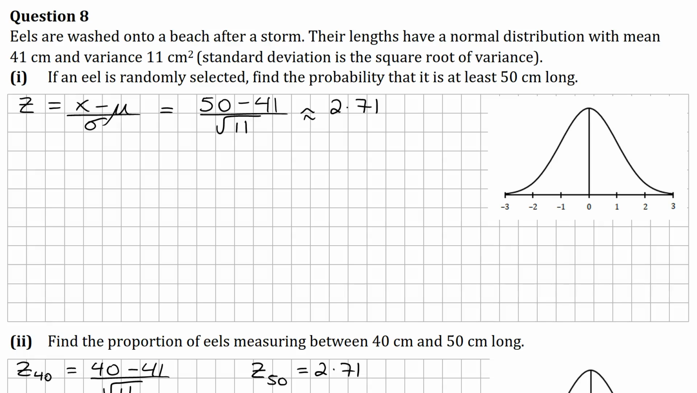Okay, so eels are washed onto a beach after a storm. Their lengths are normally distributed with a mean of 41 and a variance of 11 centimeters. Now we need to familiarize ourselves with this term.